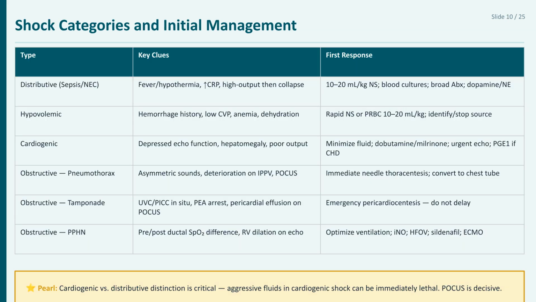Initial management for shock depends on the category. Distributive shock requires fluid boluses, blood cultures, and broad-spectrum antibiotics. Hypovolemic shock necessitates rapid volume resuscitation and stopping the source of hemorrhage. Cardiogenic shock management focuses on minimizing fluid and using inotropes. Obstructive shock due to pneumothorax requires immediate needle thoracentesis. Emergency pericardiocentesis is crucial for tamponade, and optimizing ventilation is key for PPHN.